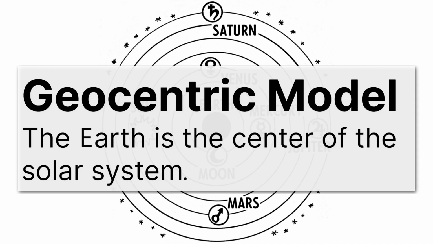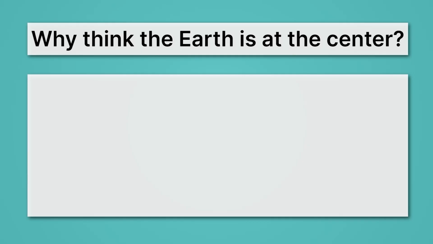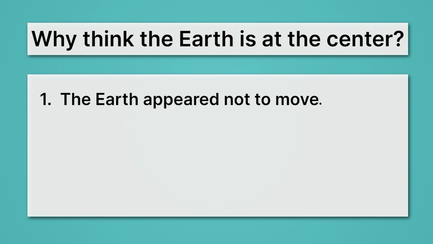So that raises the question, why think the Earth is at the center? Well, the first is that the Earth appeared not to move, so they fixed it at the center and said it doesn't move at all. It appeared not to move because if the Earth is moving, then at different times of year, the stars should appear differently. This couldn't be observed by the ancient Greeks. It turns out with modern instrumentation, we can actually observe this change.